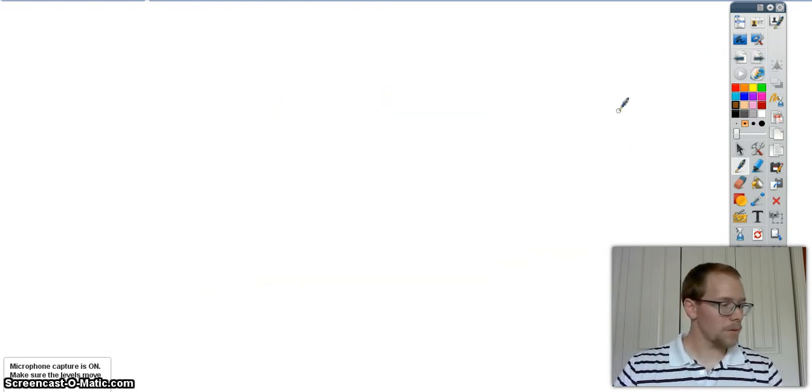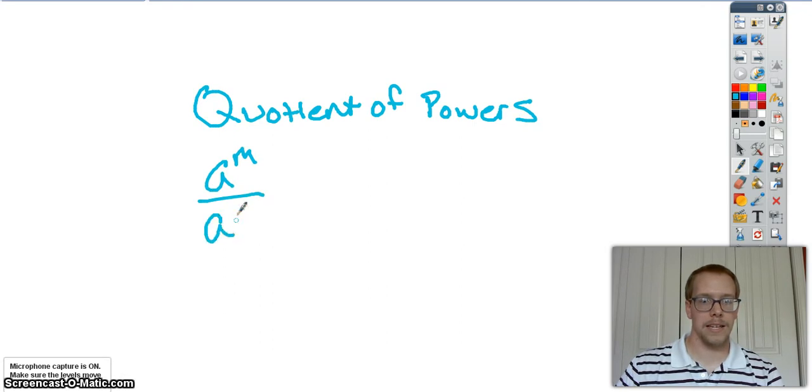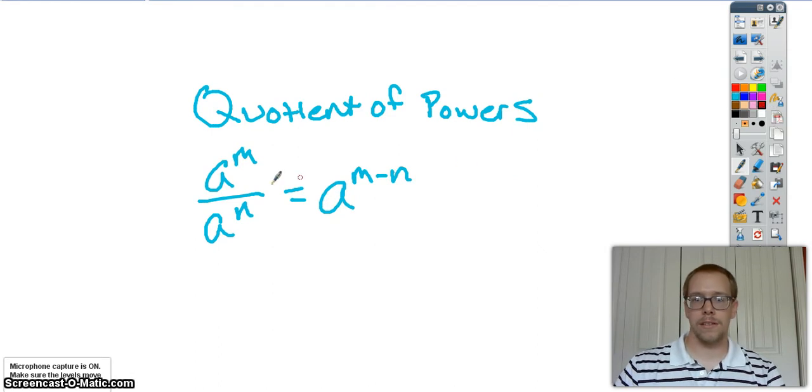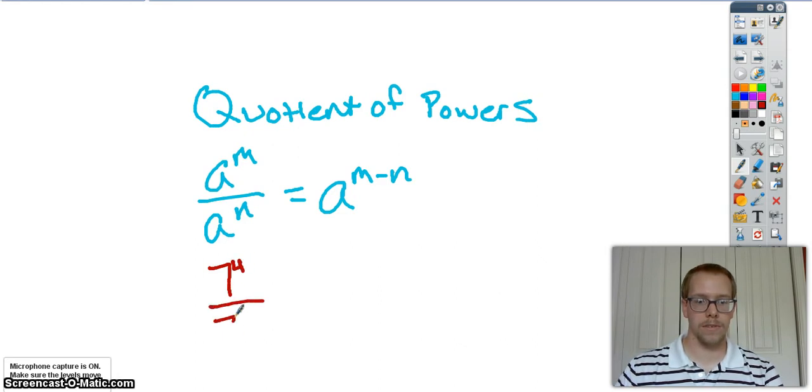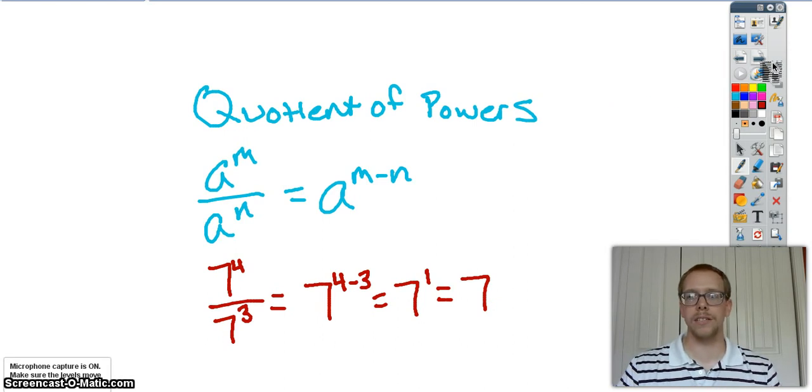Now we also have the quotient of powers. Say we have a to the m divided by a to the n. Well, instead of adding those powers, since we have the same base, we can just subtract them. A to the m minus n power. For instance, say again we have, let's use the example we had last time, 7 to the fourth over 7 to the third. Well, that's just 7 to the fourth minus third power, which is really just 7 to the first, or better written, 7. So in a nutshell, that's called the quotient of powers.